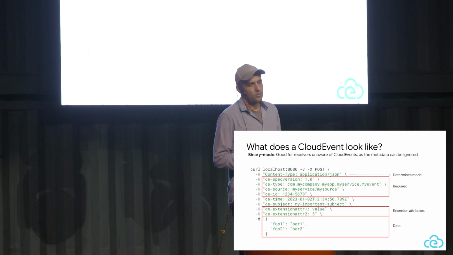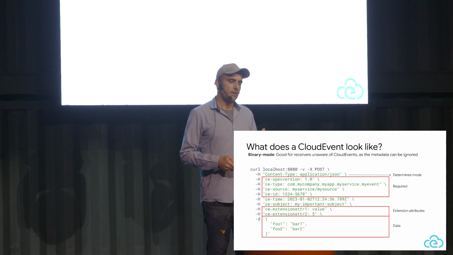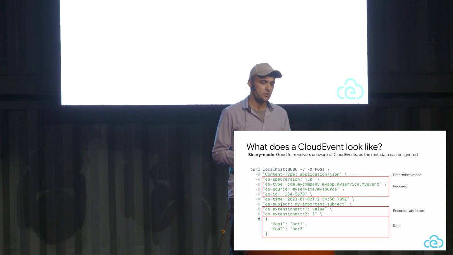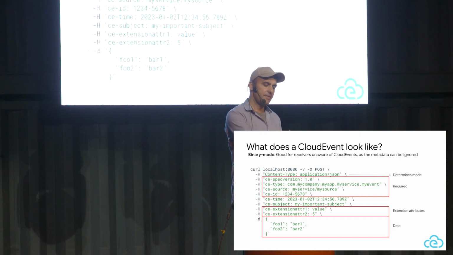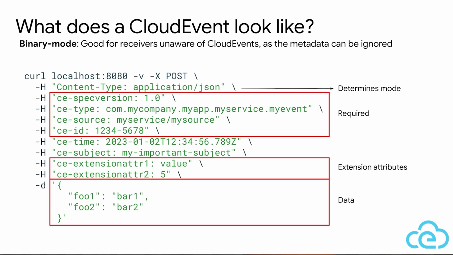So what does a CloudEvent look like? There are two formats of CloudEvents that you can use. The first one is called binary mode. And in binary mode, this is a CloudEvent, for example, that I'm just sending using curl. First of all, the content type is application JSON. This determines the mode of the CloudEvent. So application JSON means this is a binary mode CloudEvent. Then there are some headers. And these headers start with ce dash. CE stands for CloudEvent.